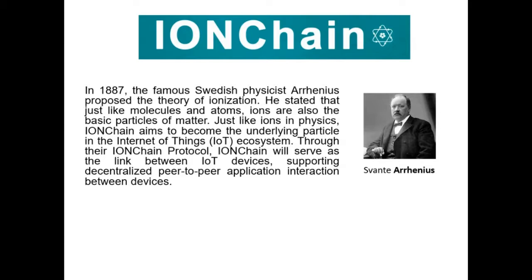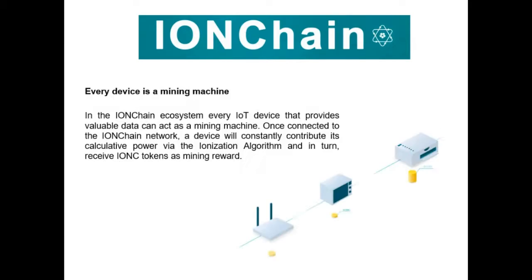Through the IONChain protocol, IONChain will serve as the link between IoT devices, supporting decentralized peer-to-peer application interactions between devices. In the IONChain ecosystem, every IoT device that provides valuable data can act as a mini machine. Once connected to the IONChain network, a device will constantly contribute its calculated power via the ionization algorithm, and in turn receive IONC tokens as a minimum reward.